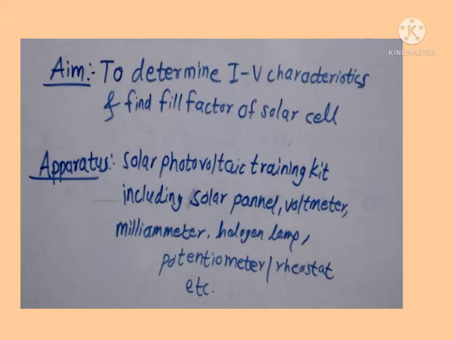Aim of the practical is to determine the IV characteristic, that is current voltage characteristics, and find the fill factor of a solar cell. For this practical, we need the apparatus: solar photovoltaic training kit, including solar panel, voltmeter, milliammeter, halogen lamp, potentiometer or rheostat, and also connecting wires.